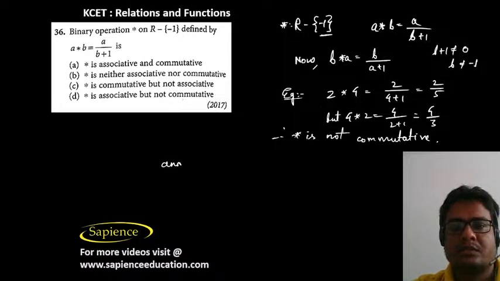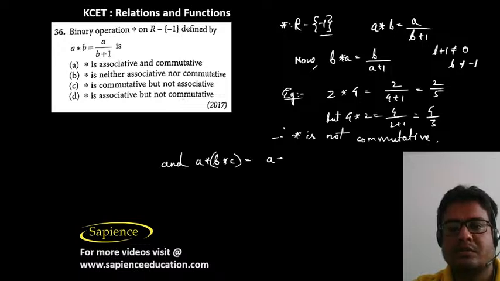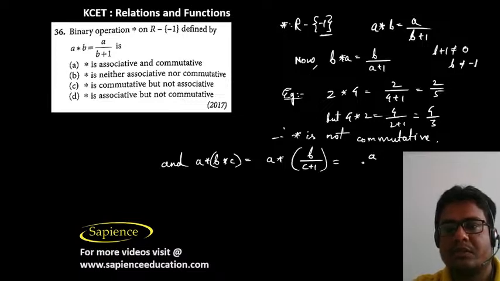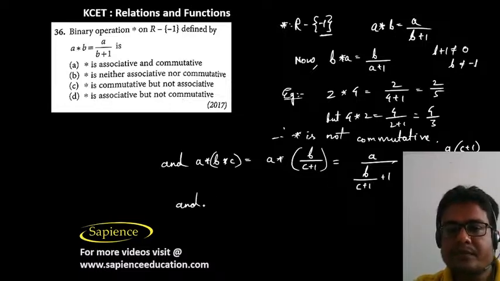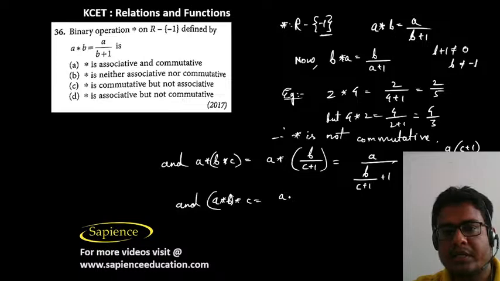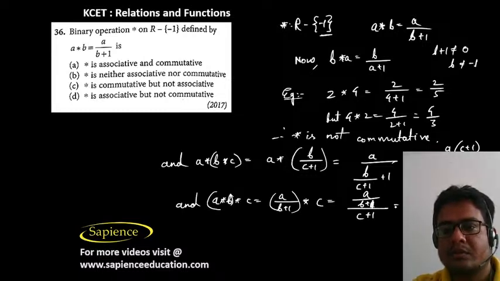And then to check if it is associative, we have to find a star (b star c) and (a star b) star c. b star c will be b by c plus 1. So a star of that will be a by (b by c plus 1) plus 1, which would be a into (c plus 1) by (b plus c plus 1). And then (a star b) star c would be a by b plus 1, star c, which would be a by (b plus 1) into (c plus 1). So they are not the same.